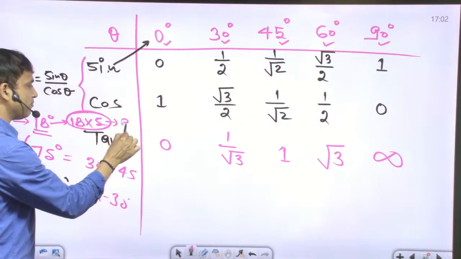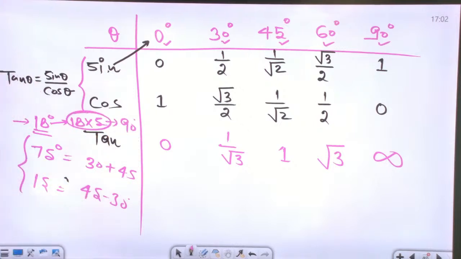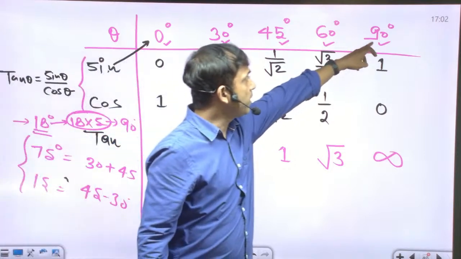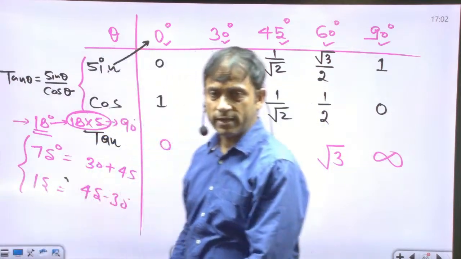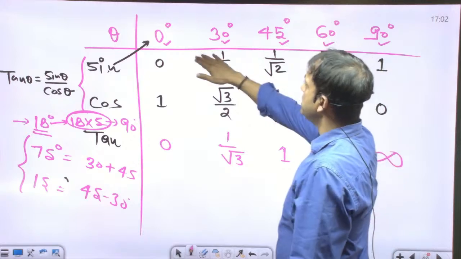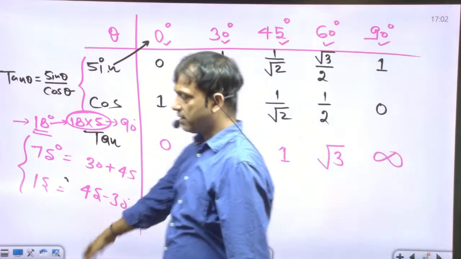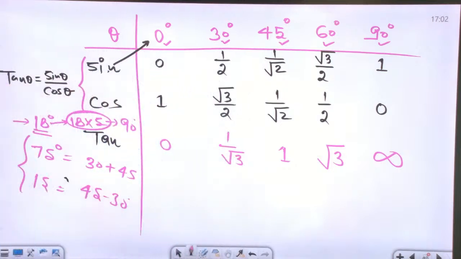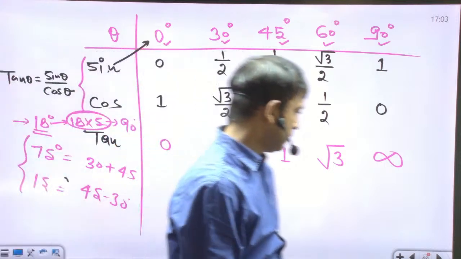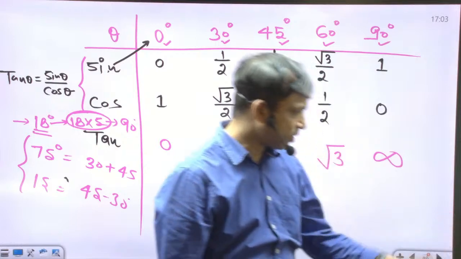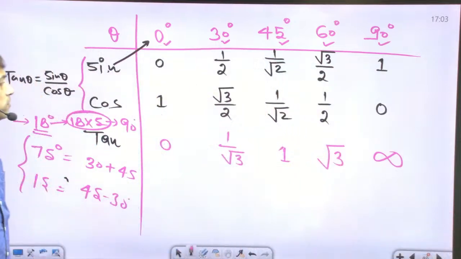18 will be converted by 18 multiplied by 5. 18 multiplied by 5 will be how much? 90 degree. And we know the value of 90 very well. So these are the basic angles 0, 30, 45, 60 and 90. The rest of the angles will be obtained by using these. Done?